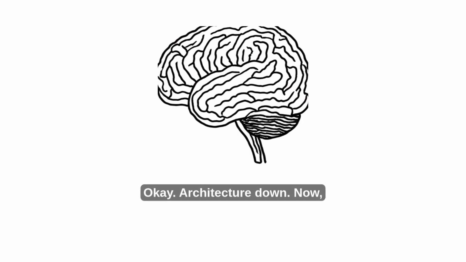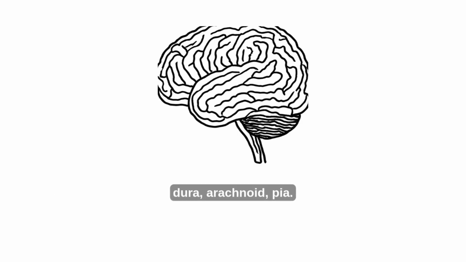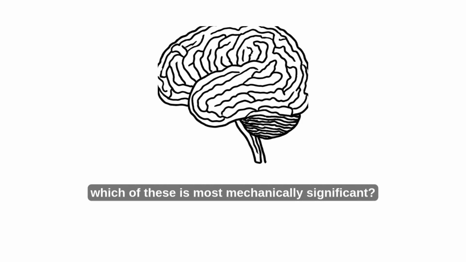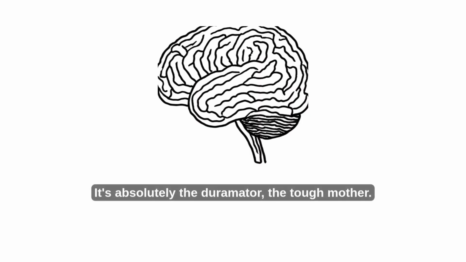Okay, architecture down. Now, protection, the meninges. We often use the mnemonic DAP: dura, arachnoid, pia. For us as manual therapists, which of these is most mechanically significant? Is it that tough outer layer? It's absolutely the dura mater, the tough mother.